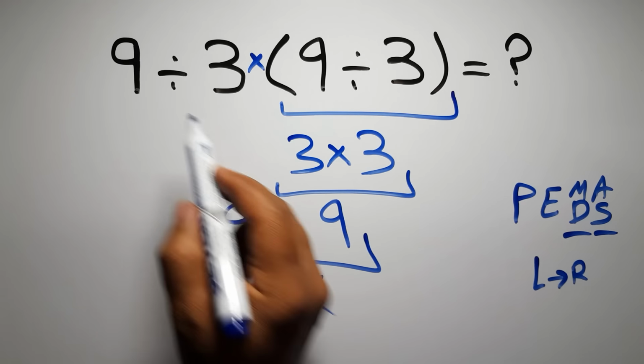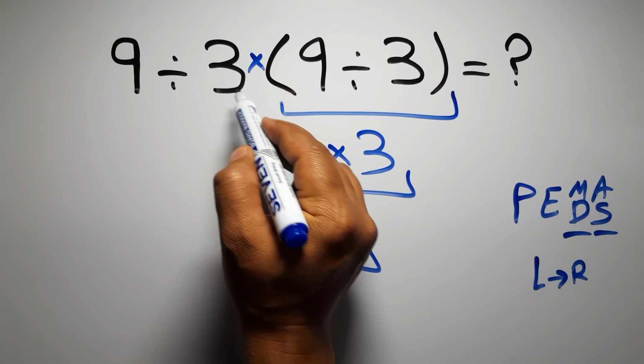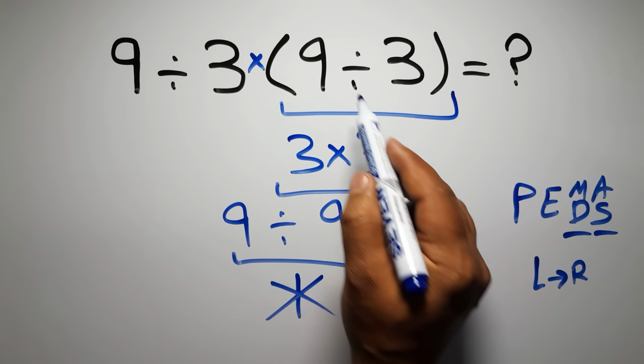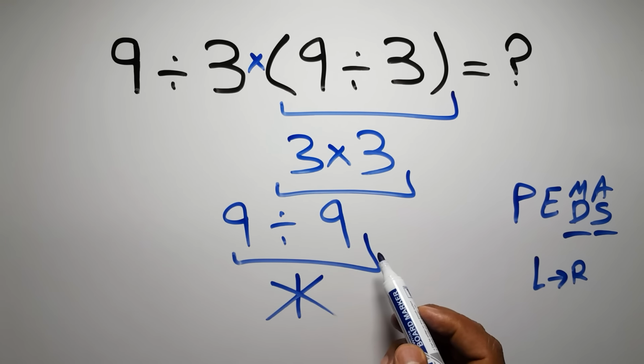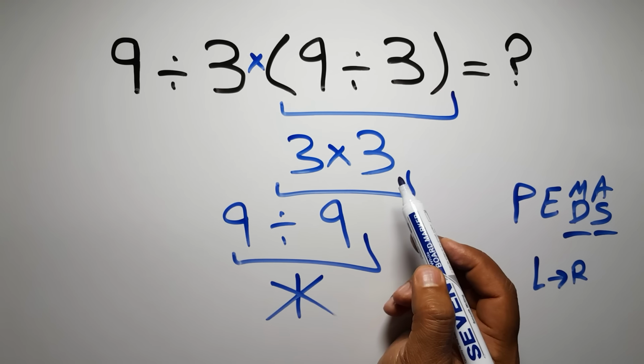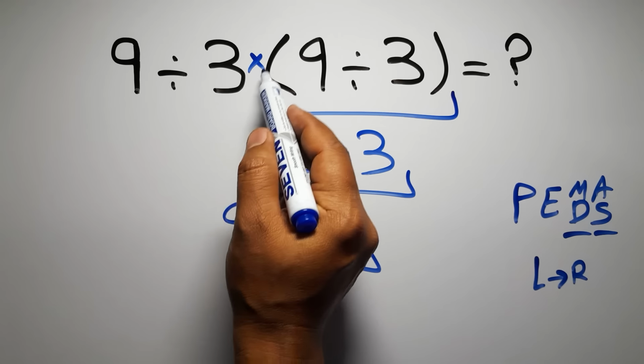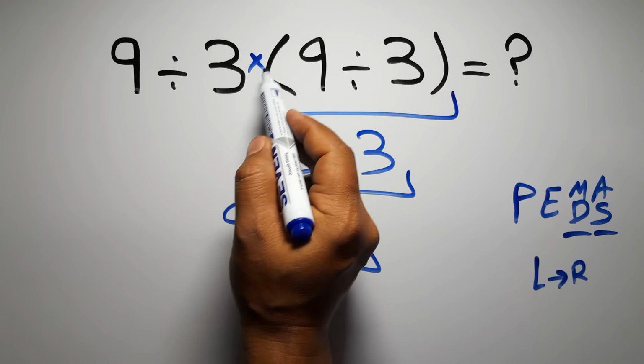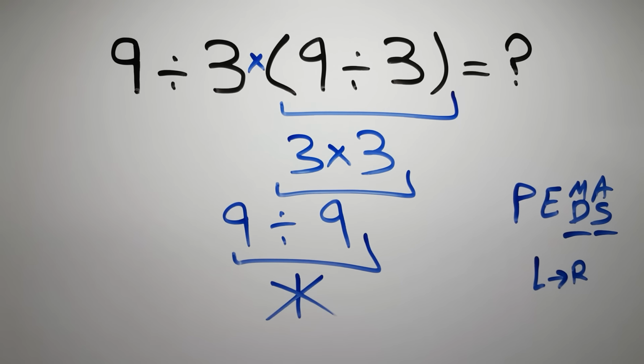In this expression, we have one division, one multiplication, and one parenthesis. Inside this parenthesis, we have one division. According to the PEMDAS, first we have to do this parenthesis, then this division, and finally this multiplication. If we do this multiplication before this division, it is wrong.